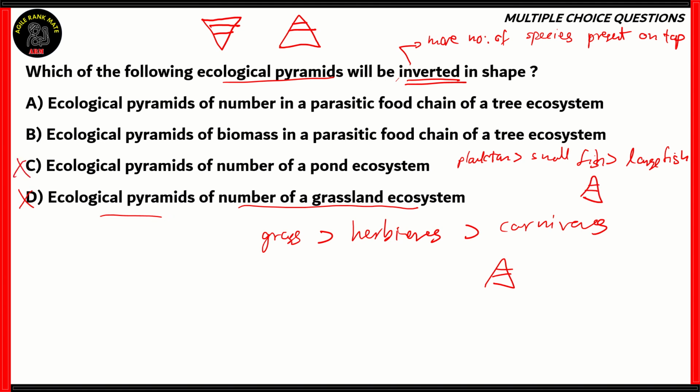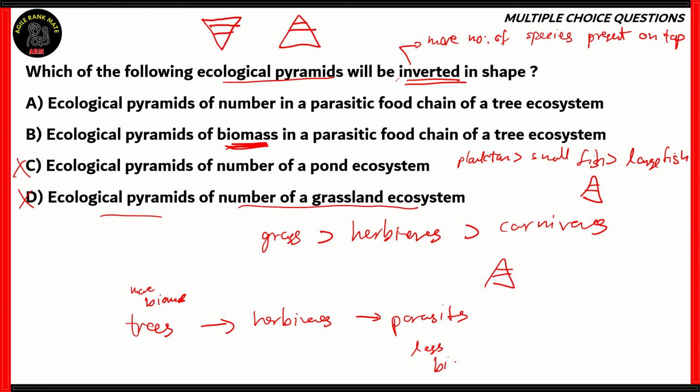What about option B? Ecological pyramids of biomass in a parasitic food chain of a tree ecosystem. Now in a tree ecosystem, the parasitic food chain goes like this: trees, then herbivores, and then parasites. So when it comes to biomass, trees have more biomass than herbivores. Parasites have the least biomass.